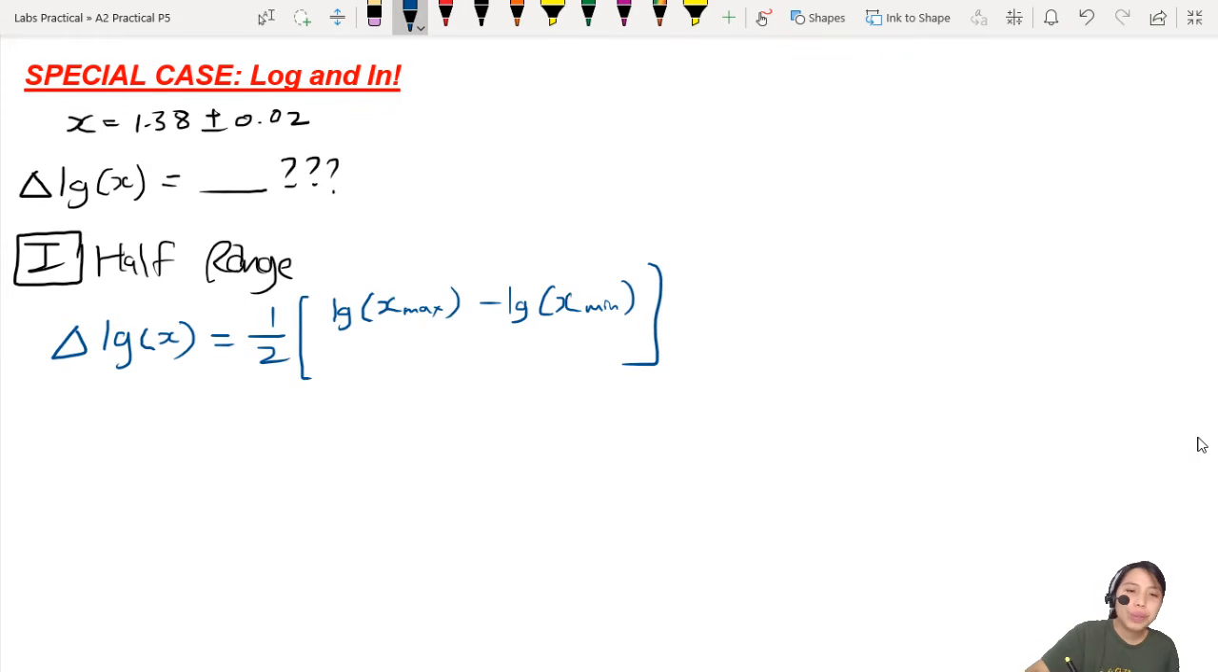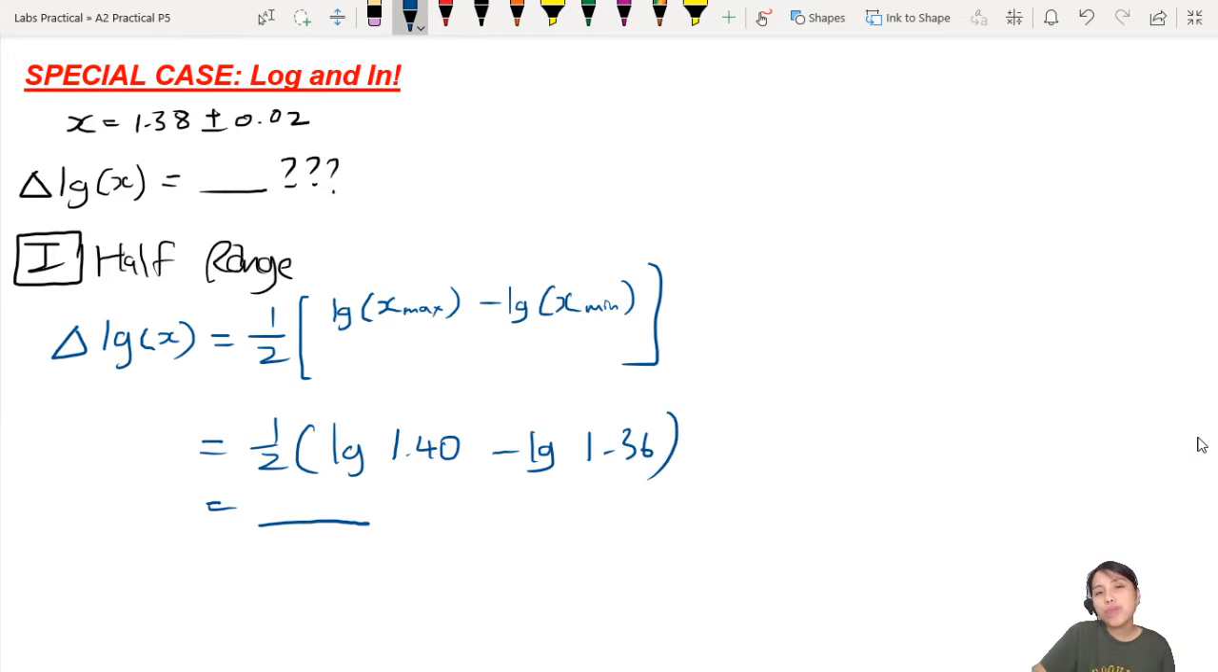Okay, so if you want to write it out, it will look like this. Log of 1.40 minus log of 1.36. There, and you will find your answer. So this is the foolproof method. A lot of calculation pressing. There's ways to shorten it a bit, but never mind.